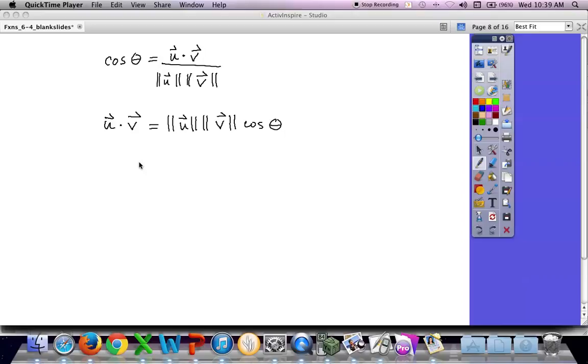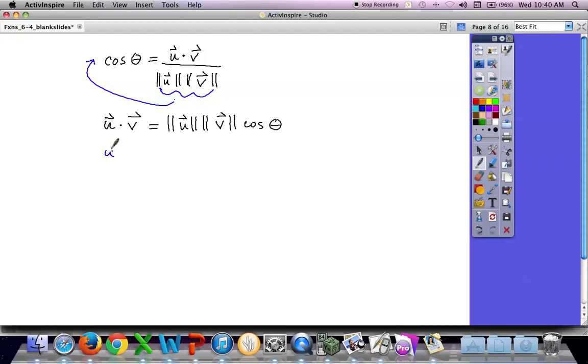So if you start with this formula that we just used, and you multiply both sides by the magnitude of u, magnitude of v, you get this right here. Right? These two multiply up here. That's this. All right. Now, if u dot v equals 0, let's just say, right, then that means that one of these, either the magnitude of u, the magnitude of v, or the cosine of theta has to equal 0.